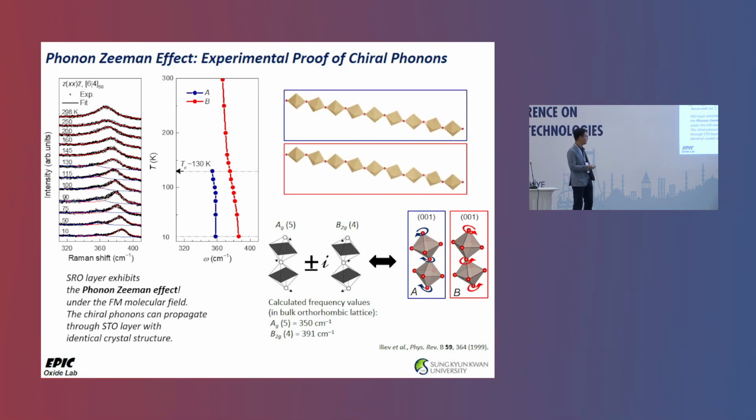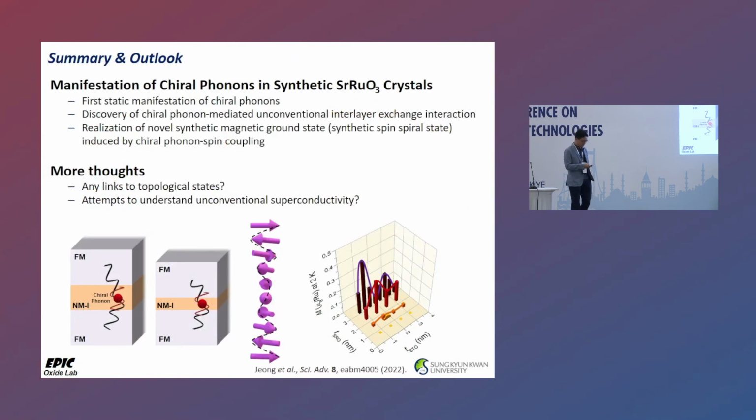So that's what we think, that we have actually observed this phonon Zeeman effect in our samples, and that corroborates with the existence of chiral phonons, and that can make this magnetic oscillation and magnetic interlayer exchange interaction in our samples. So this is a summary. We think this is the manifestation of the chiral phonons in our synthetic system. This is the first static manifestation of the chiral phonons, and this chiral phonon acts as the unconventional interlayer exchange interaction.